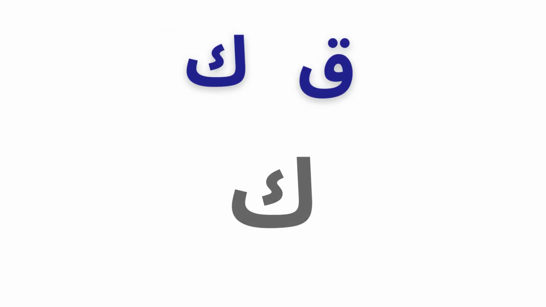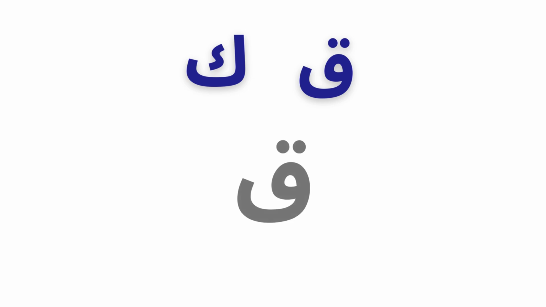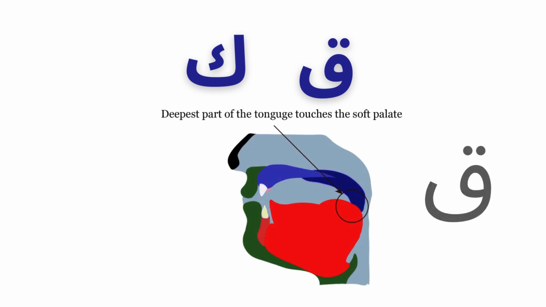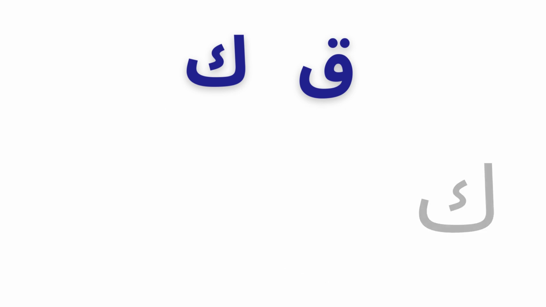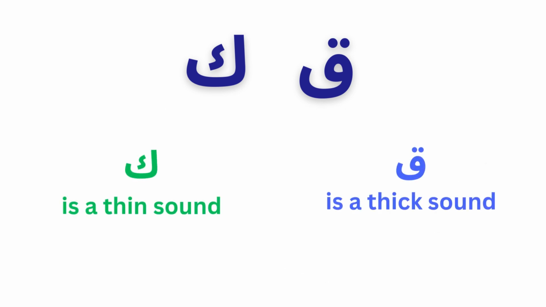Qaf, kaf. Qaf is pronounced by touching the deepest part of the tongue to the roof above it. That is the soft palate. Kaf has the same articulation point as qaf, but qaf is a thick sound and kaf is a thin sound. While pronouncing qaf, you will make your lips round to make the sound thicker. But in kaf, the lips remain in the normal shape.